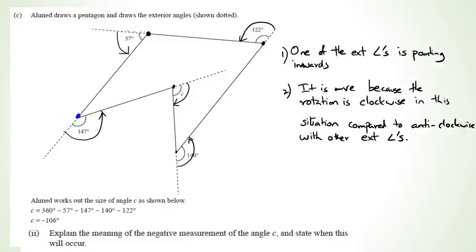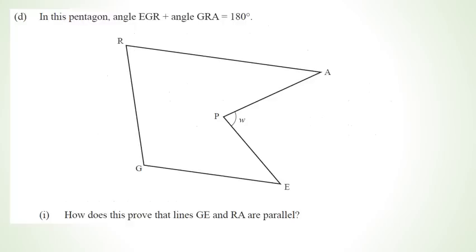Okay, so grades wise, negative measurement due to change in rotation or direction, you're looking at an excellence, or recognizing that one of the angles is inside, it actually gives merit. So merit is like giving one of these two reasoning. Excellence is when you give both of them. Cool, let's go to the next one.